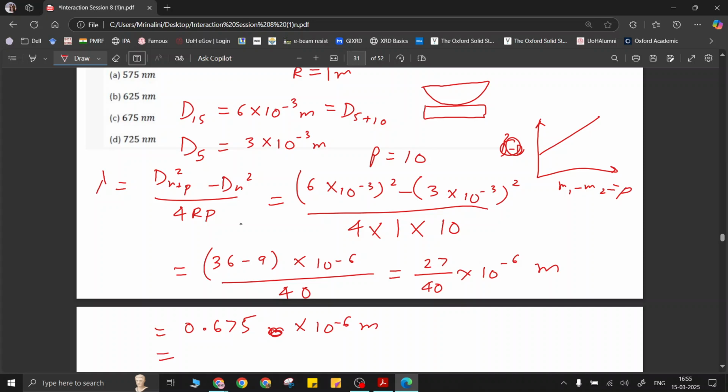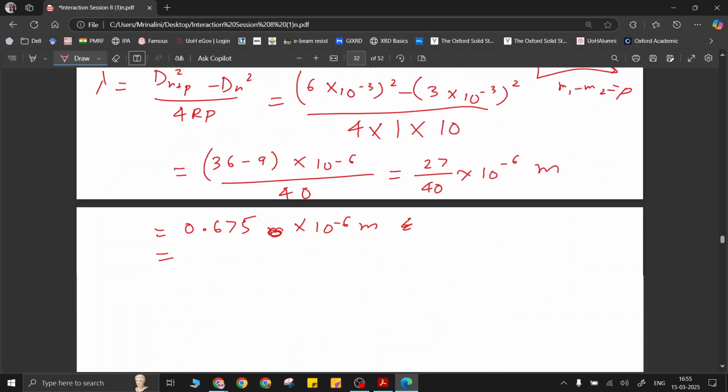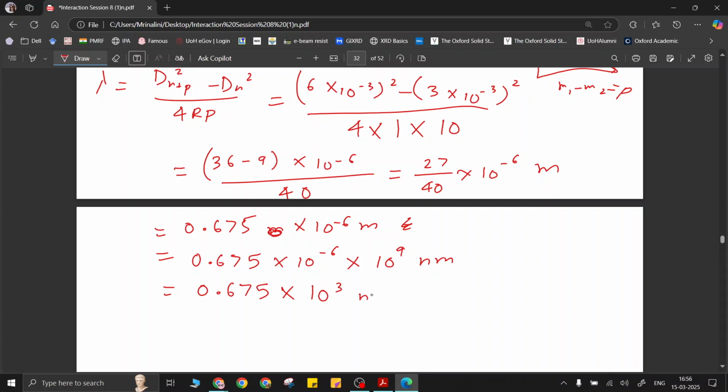Now when we convert it into nanometer, because our answers are in nanometer, I can write it here, from meter to nanometer. 0.675 times 10 to the power minus 6 multiplied by 10 to the power 9, since 1 meter is 10 to the power 9 nanometer. Then this will become 0.675 times 10 to the power 9 minus 6, which means 3, 10 to the power 3 nanometer, which is 675 nanometer.